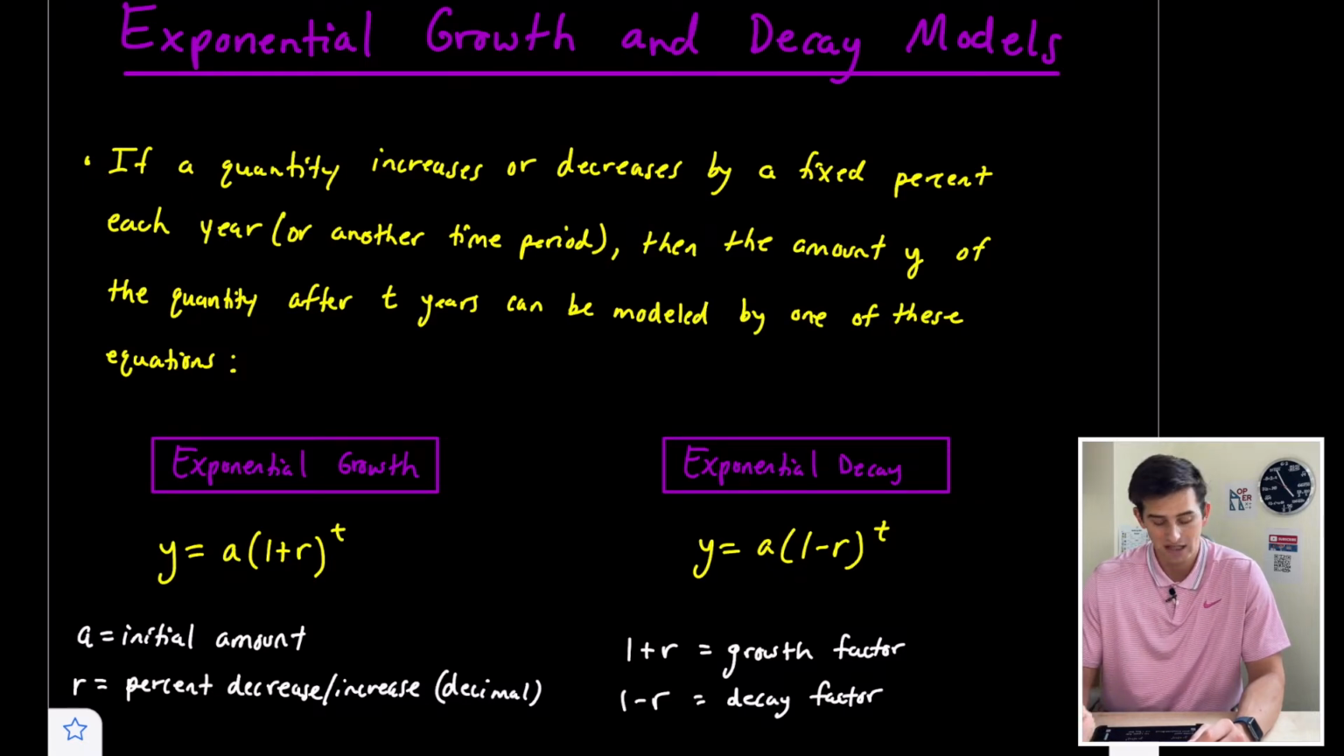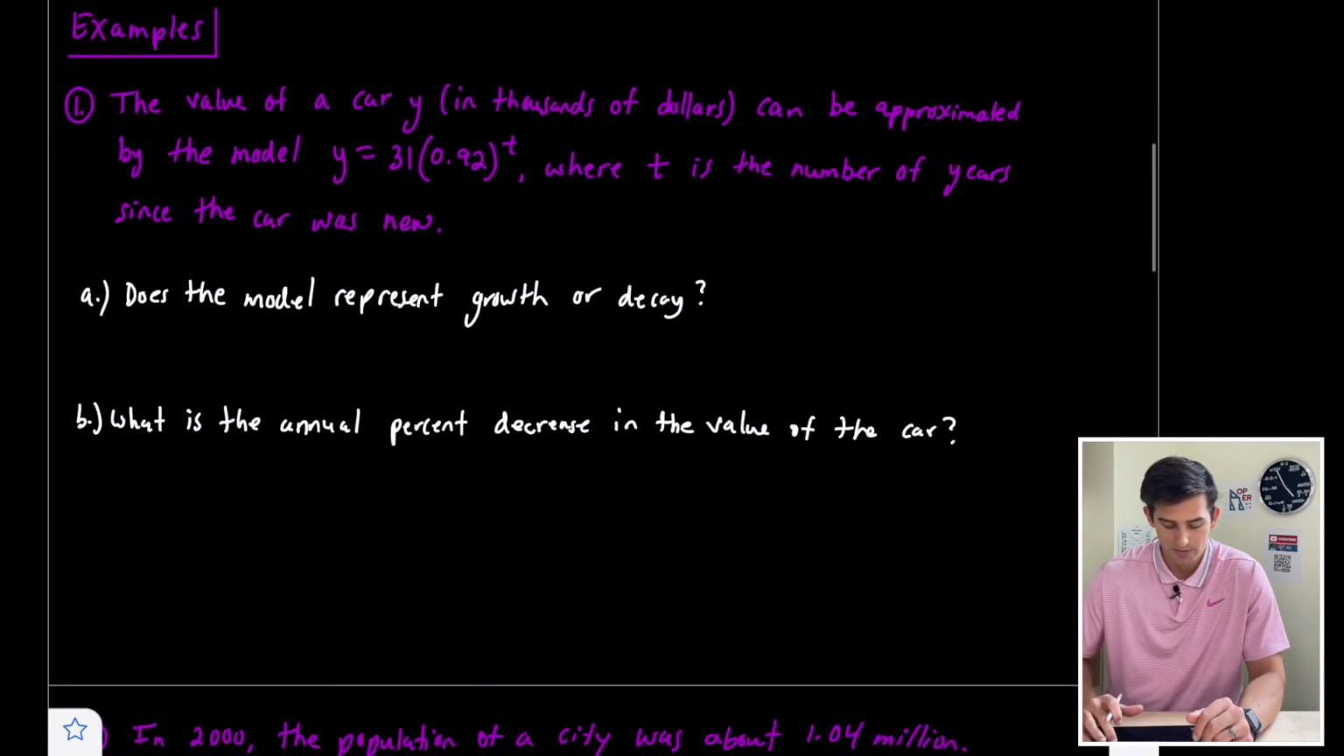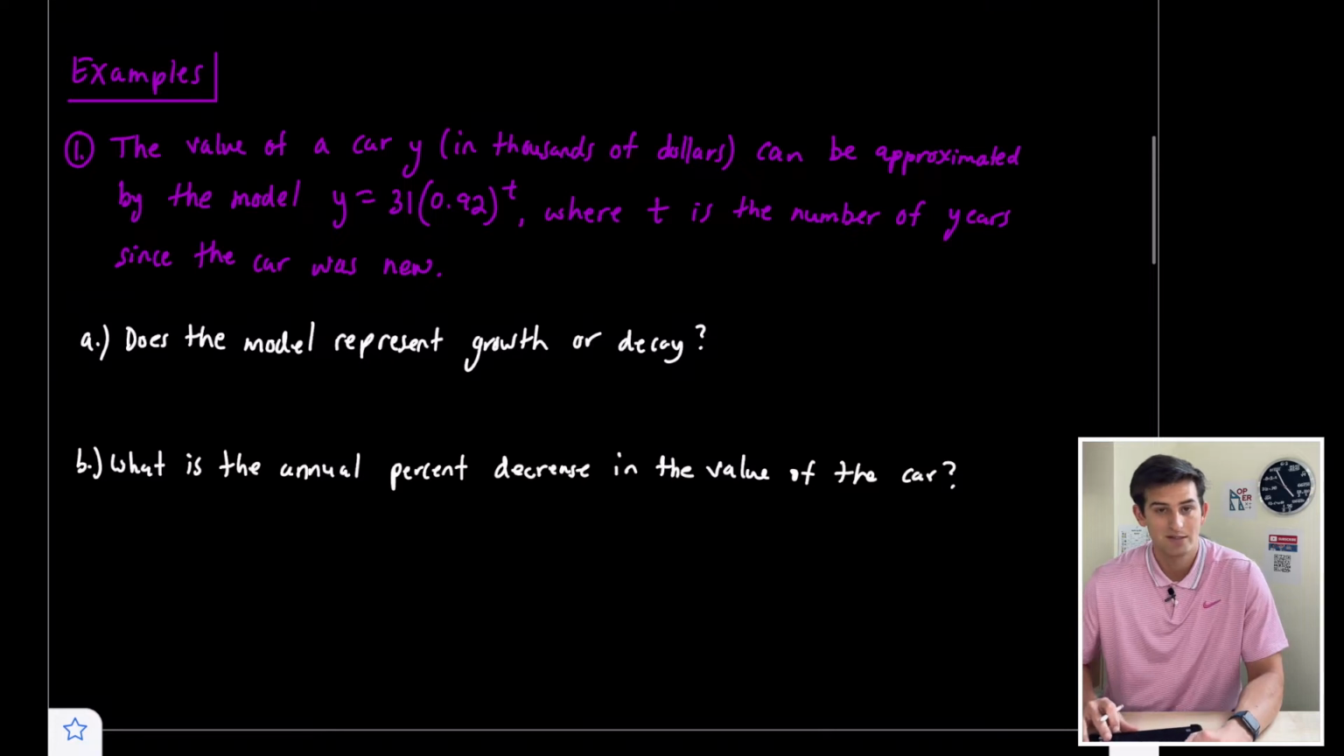So that's going to be percent increase if we have exponential growth, and it's going to be percent decrease if we have exponential decay. To distinguish, a growth factor is something that's going to be greater than 1, because we're adding our percent increase to 1, so 1 plus a decimal. And our decay factor is a decimal between 0 and 1, because we're subtracting from 1 whatever our percent decrease was. So we're going to look at two examples, one where we see exponential decay and one where we see exponential growth, and we'll write a model for each one.